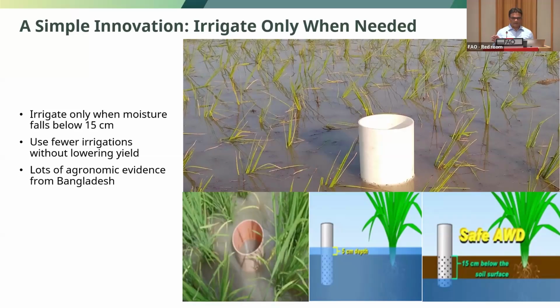Agronomic research from Bangladesh has consistently shown that AWD can reduce water use without negatively affecting production. But demonstrating agronomic potential is very different from understanding adoption and impact at scale.